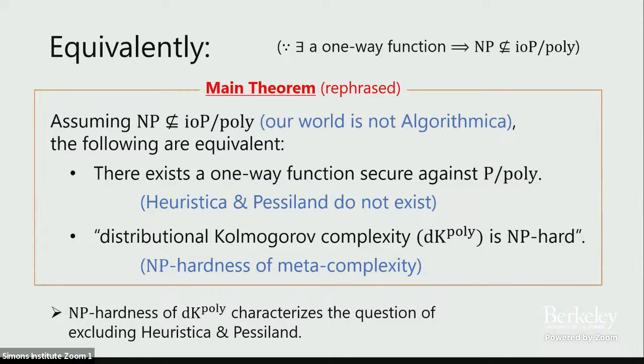So instead of having the condition that NP is hard in the first case, we can consider assuming that NP is hard in the worst case, namely our world is not algorithmic with respect to polynomial circuits. Then the following are equivalent. There is a one-way function secure against P/poly, meaning that Heuristica and Pessiland do not exist, and distributional Kolmogorov complexity is NP-hard, which means that we have an NP-hardness of meta-compression. So this characterizes the approach of using metacomplexity as complete for eliminating Heuristica and Pessiland.